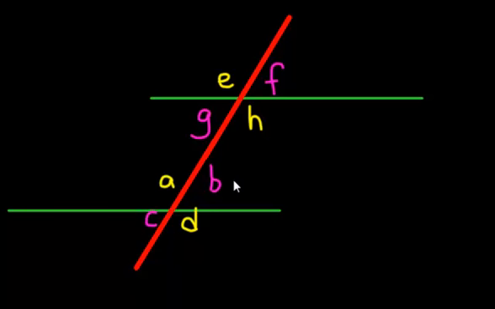One more thing. The H and the A, you know they're identical. The H and the A are called alternate interior angles. Alternate interior, meaning they are on the inside, but they're on opposite sides. One's across on this side and one's way over here. Those are identical. Same with the G and the B.